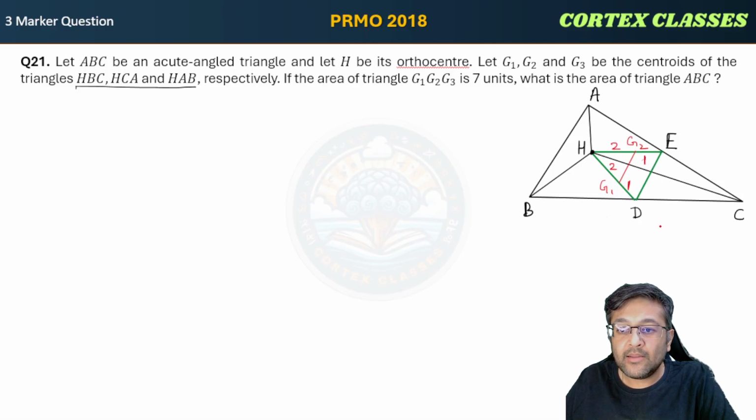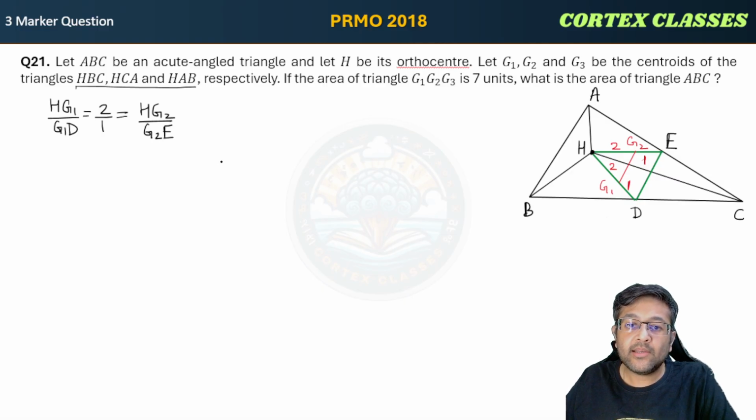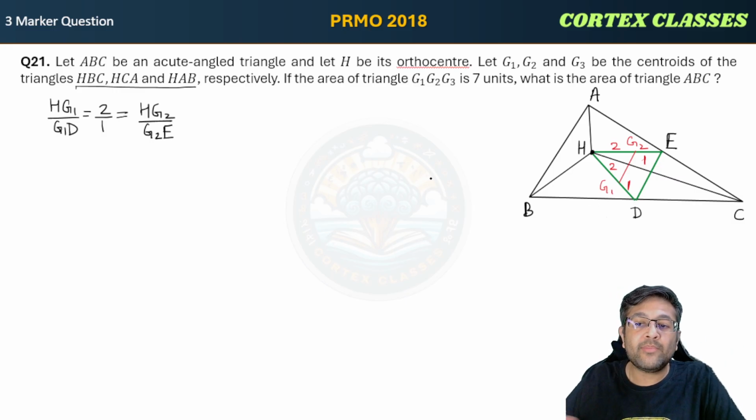The ratio is 1, right? HG2 is to G2E. I'll write here. Look, what do we know? We have taken G as the centroid. So HG1 upon G1D is 2:1, and the same ratio is also equal to HG2 over G2E, right? The two ratios are 2:1, that we know because the centroid divides the median in the ratio 2:1. How am I going to get benefit from this?